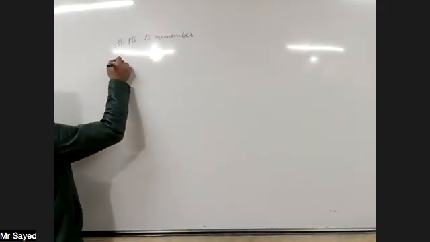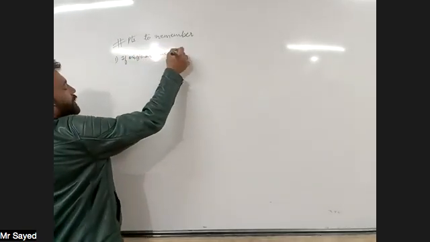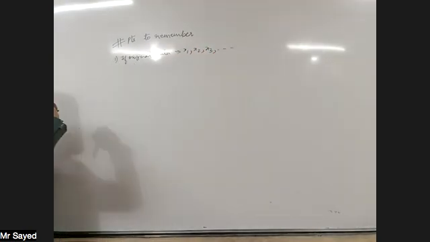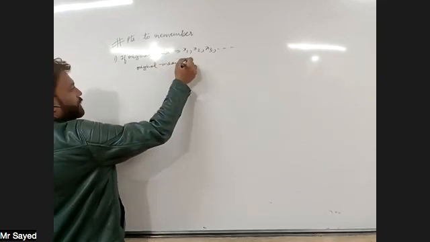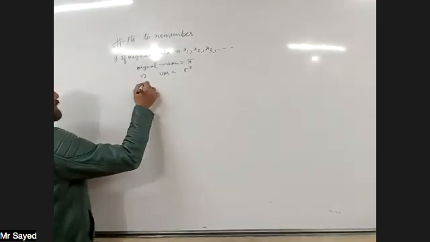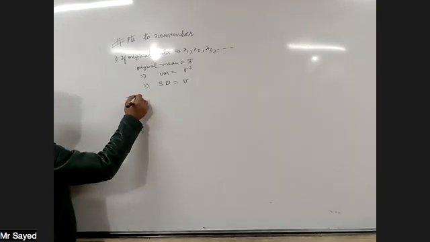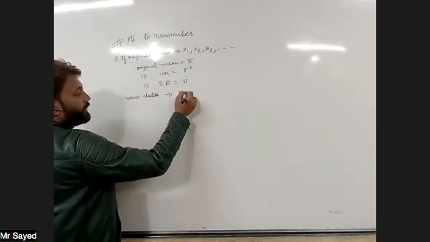Last concept. If original data is x1, x2, x3, and so on. Stop talking, please. Original mean is equal to x bar. Original variance is equal to sigma square. And original standard deviation is equal to sigma. But new data, that is, we add or subtract something in all these values, x1.